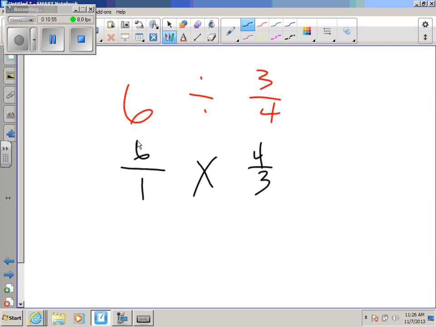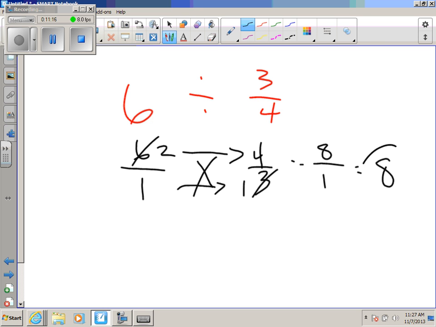Well, help me out. Let's do it now the right way. 6 and 3. How about if I divide them both by 3? I got 2 3s up top. How many 3s here? 1. So now, Eli, 2 times 4 and 1 times 1 equals, very good. Awesome.